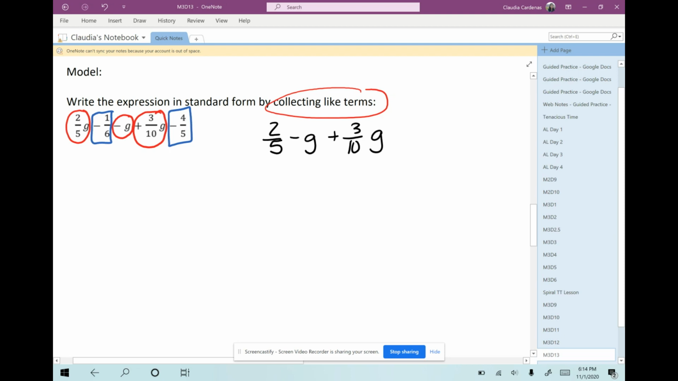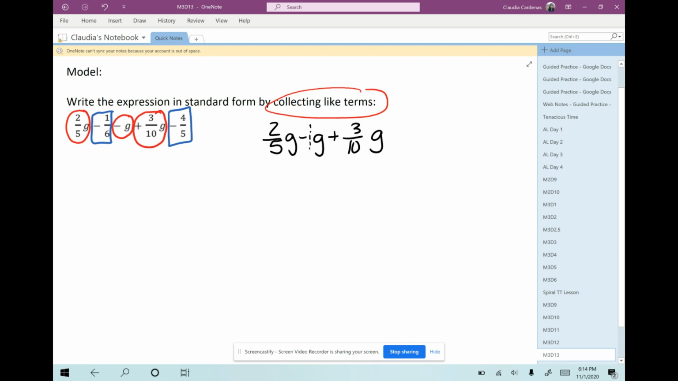Okay, so before we start, oops, I forgot the g on this one. So before we start combining like terms, we need to think about what coefficient would come in front of the g. Well, I know that there's physically one g there. So I know that represents one whole as the coefficient in front of the variable. So if I'm going to start solving from left to right, let's think about how can we take away 1g from 2/5.